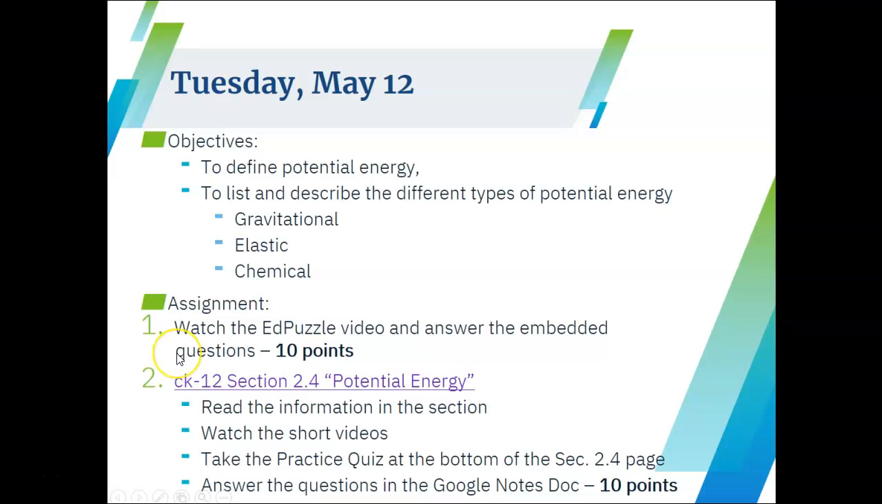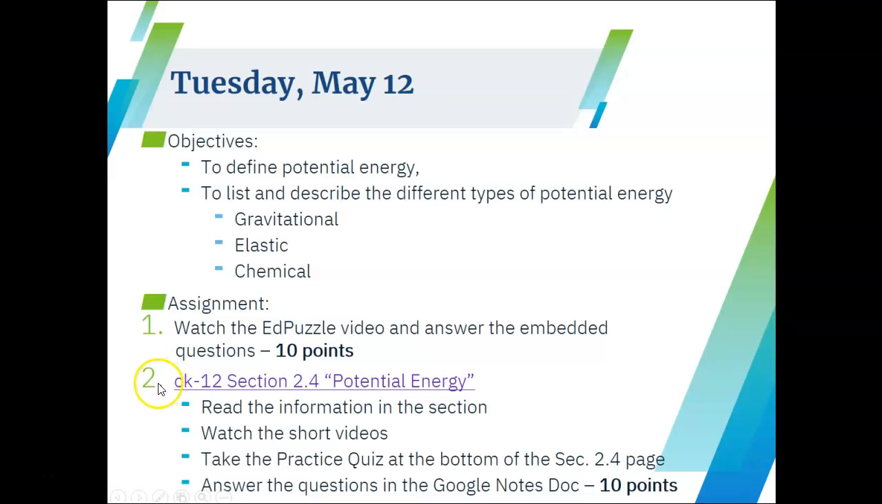So your assignment for Tuesday, May 12th. Your objectives are to define potential energy this time and to be able to list and describe the different types of potential energy. So those types of potential energy are gravitational potential energy, elastic potential energy, and chemical potential energy. So your assignment is, yes, first, watch this Edpuzzle video, answer the questions as they pop up. That'll earn you 10 points.